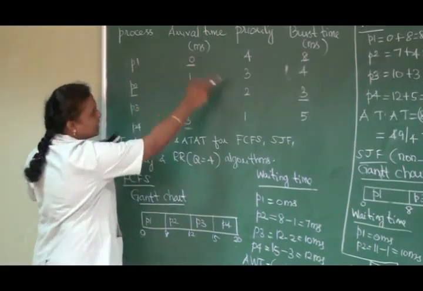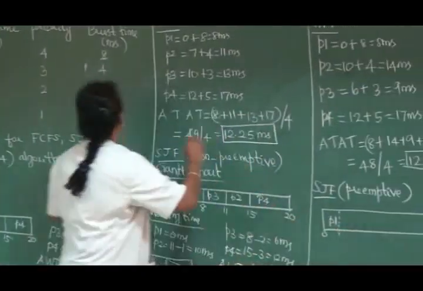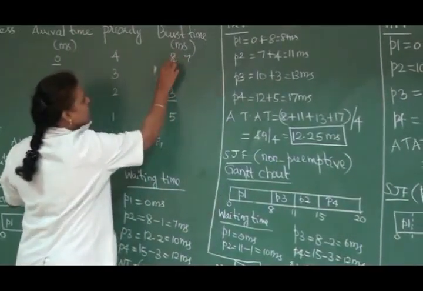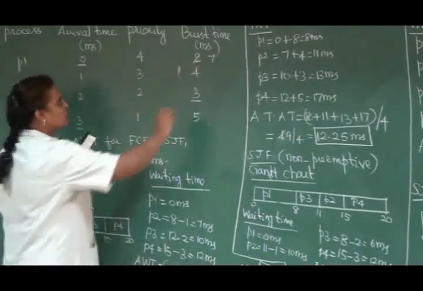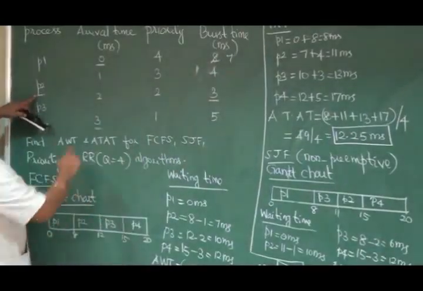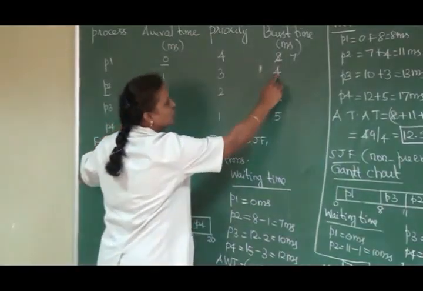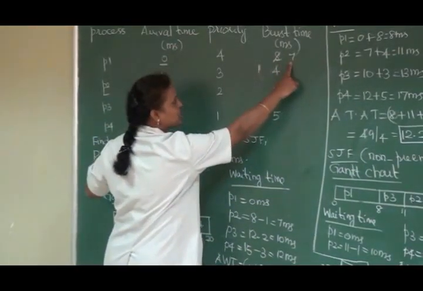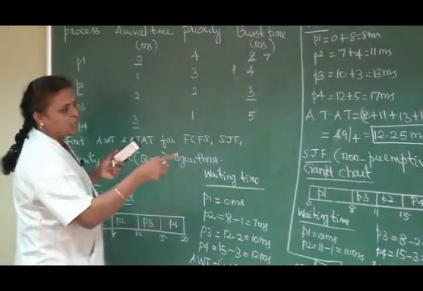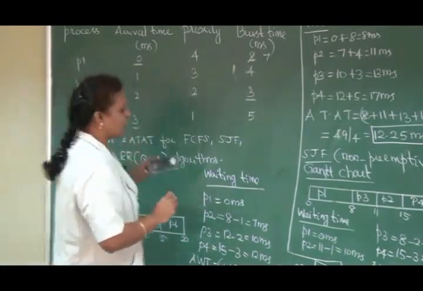So P1 is already executed for 1 millisecond, and its remaining burst time is 7. So the remaining burst time of the currently executing process is compared with the burst time of the newly entered process. Newly entered process P2, its burst time is 4. So 4 is compared with the currently executing process's remaining burst time. So 4 is smaller than 7. So CPU is preempted from P1, and that will be allocated to P2.